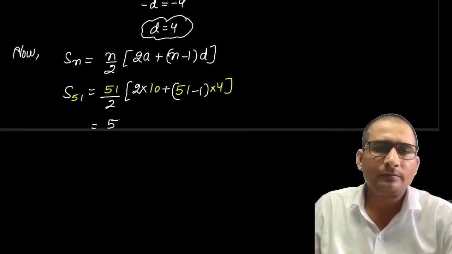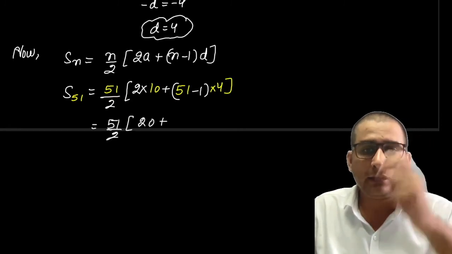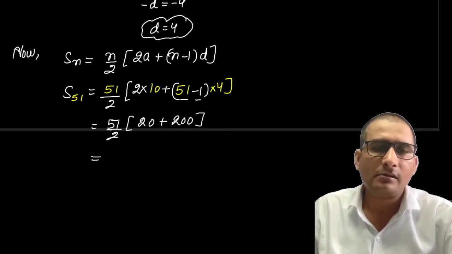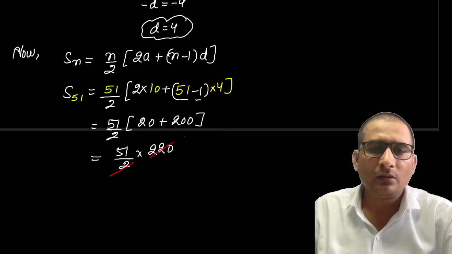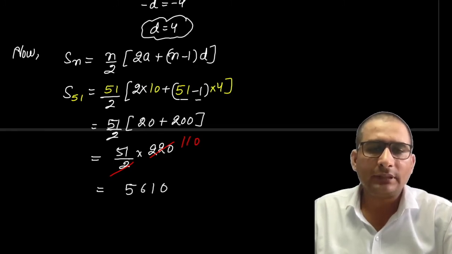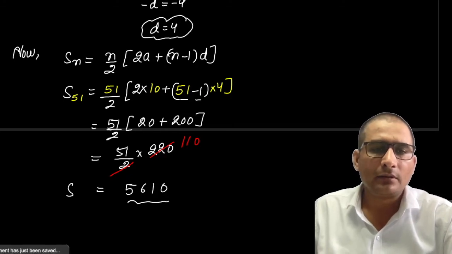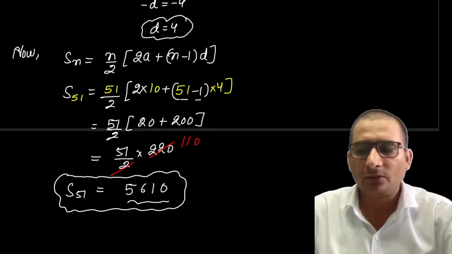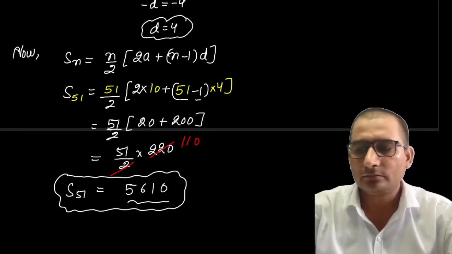So 51 by 2. It's 20 plus 50. 150 into 4, 200. So it's 51 upon 2 into 220. These two cancel this 220 by 110 times. So the answer in this case is 5610. So S51 is 5610 is the answer in this case. I hope this question is clear to you. Yes, sir.